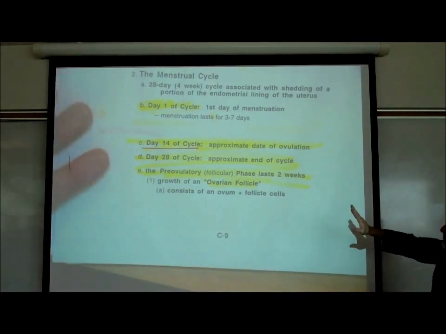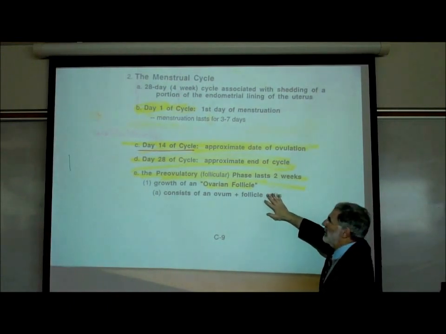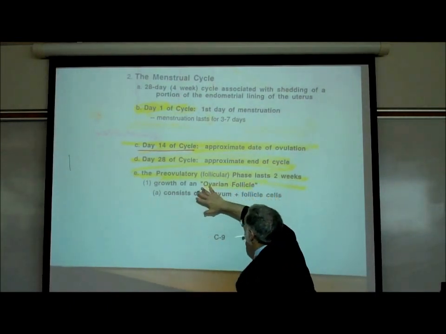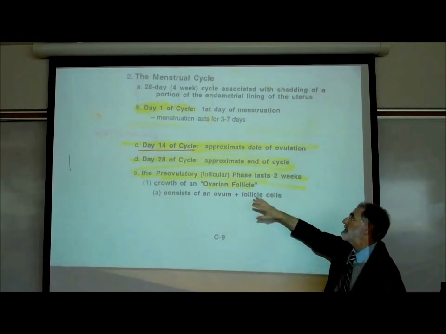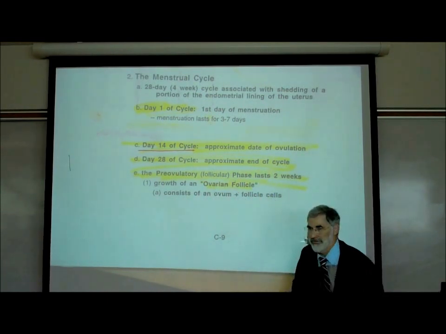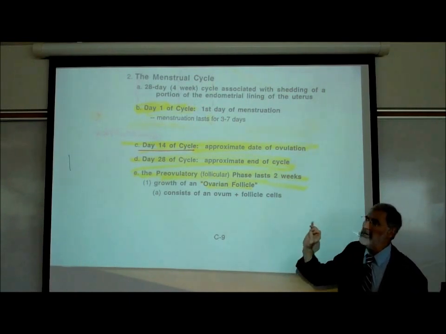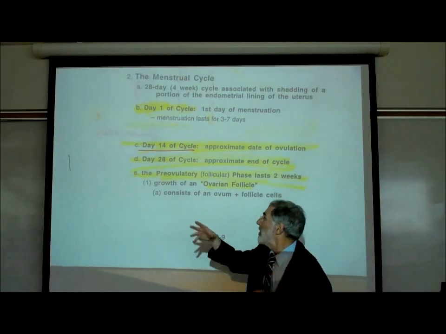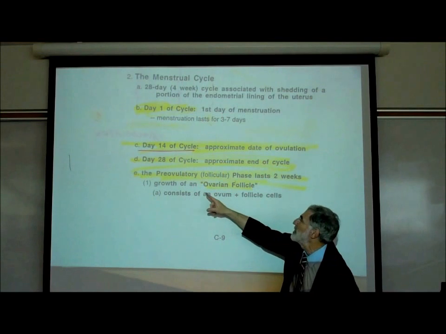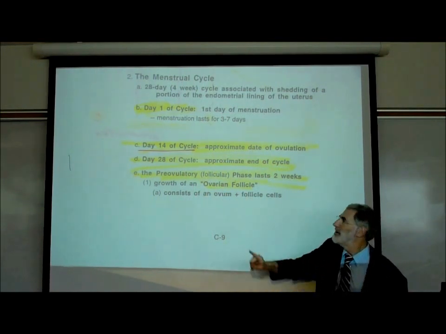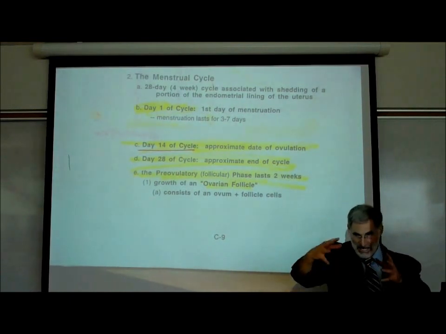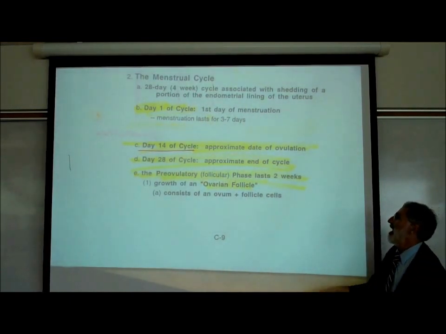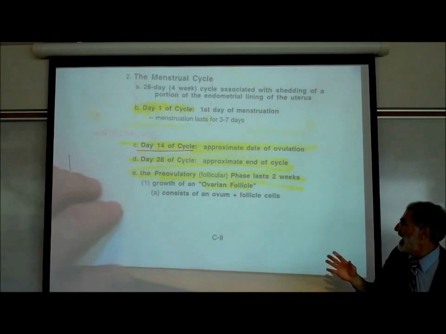Now that we've got those points, as we had said earlier, the 2 weeks between day 1 leading up to the date of ovulation are called the pre-ovulatory phase. It's also known as the follicular phase. Why? Because what happens during the first 2 weeks? The growth of an ovarian follicle. That's why it's called the follicular phase. That's when the follicle is growing. What is the follicle? An egg and the follicle cells. On page C11.